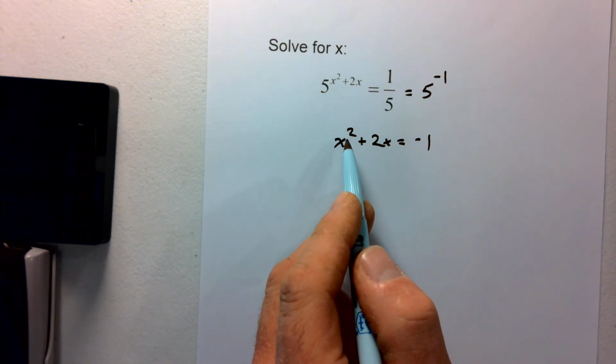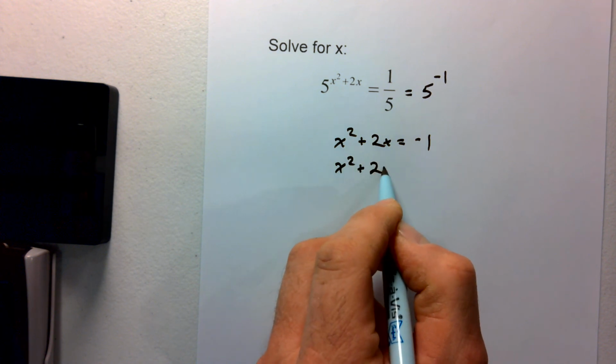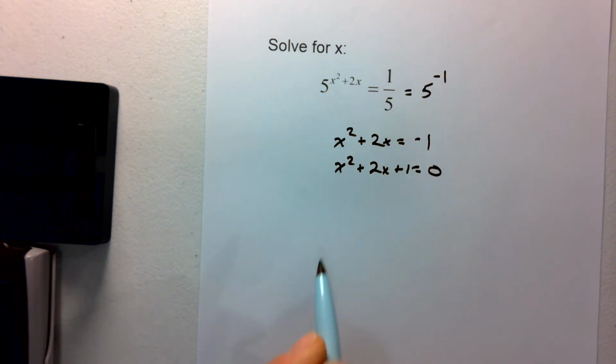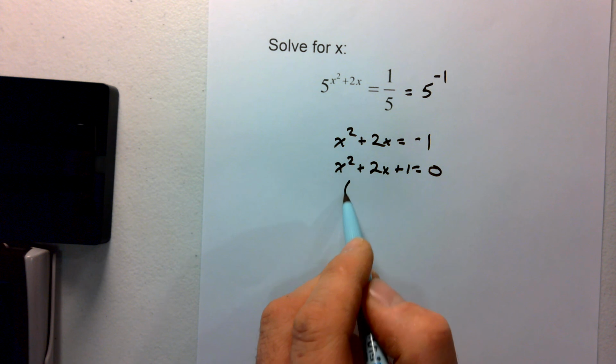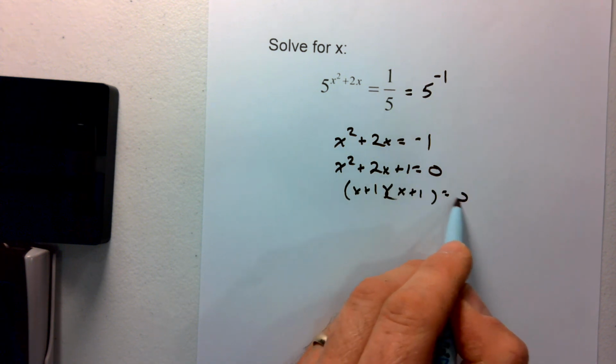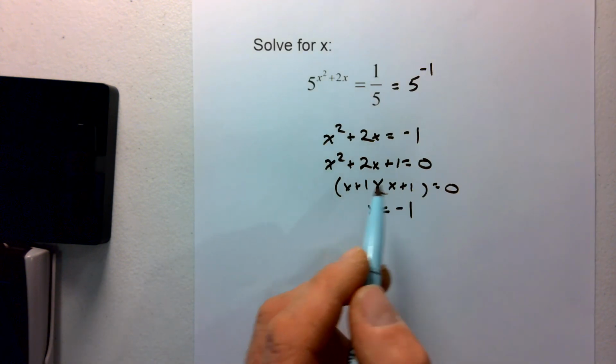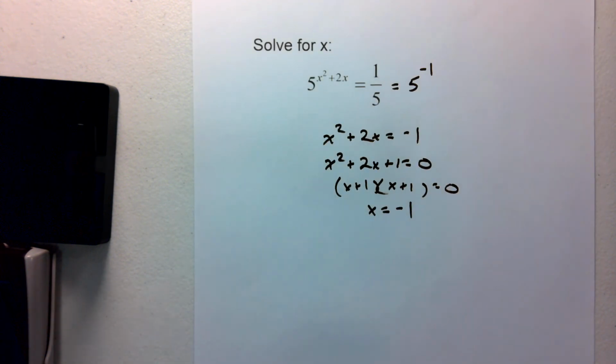I have a quadratic equation. In order to solve a quadratic equation, we set it equal to 0. I can go ahead and factor this equation. So I get x plus 1 times x plus 1 equal to 0. So I know that x has to equal -1. And that's going to give us our solution.